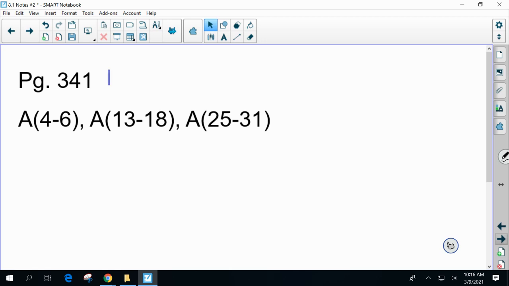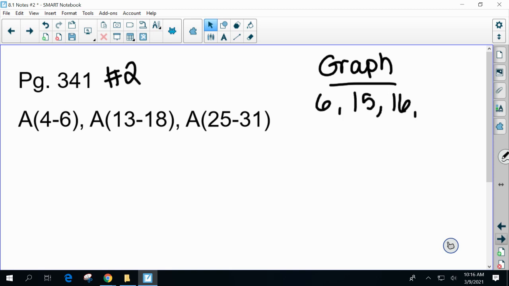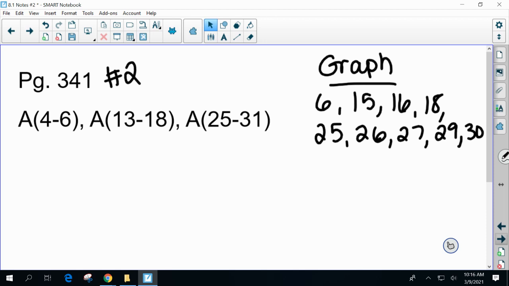So this is number 2 out of this homework. I want to point out something really quickly so there's no reason to be confused. Here are the problems that you have to graph. So you need to graph number 6, 15, 16, 18, 25, 26, 27, 29, and 30. Also I want to point out to you that this type of graph paper has 4 quadrants like this. It's not like a traditional science type graph paper like we were just using.